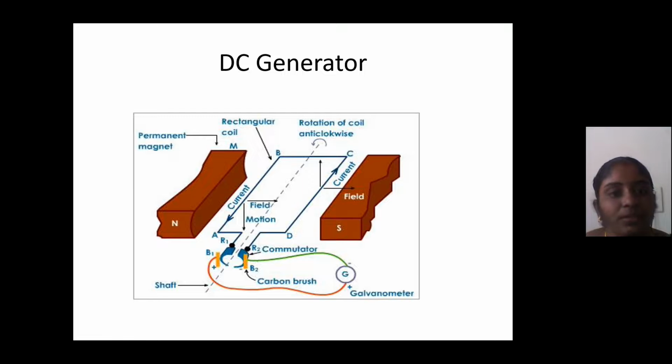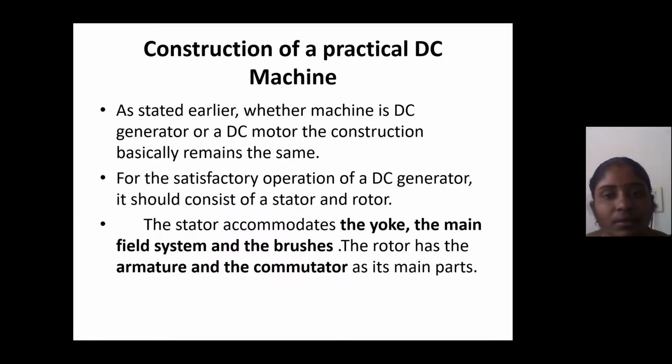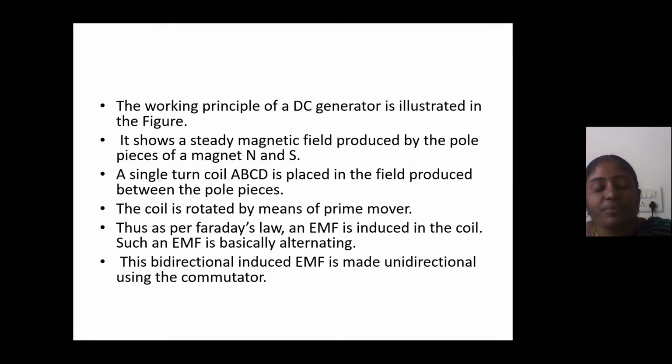Okay, now go to the previous slide. As per the previous slide, it shows a steady magnetic field produced by the pole pieces of the magnet, north and south, as I said already. So the north and south poles are there, and between them a steady magnetic field is produced. A single turn coil ABCD is placed in the field produced between the pole pieces.